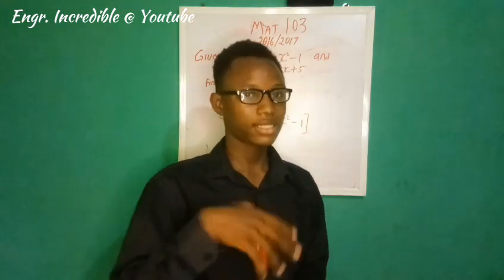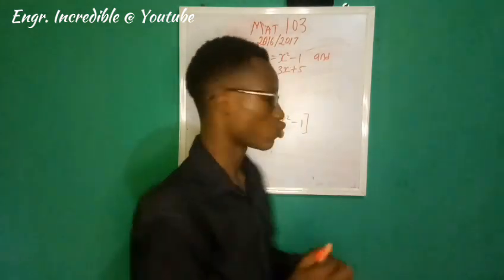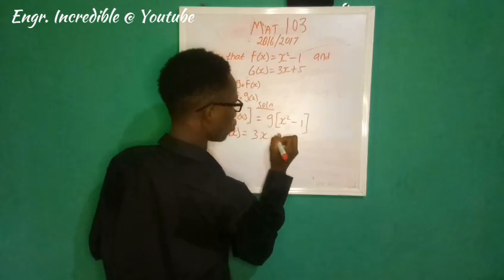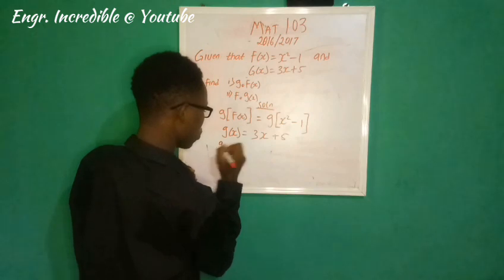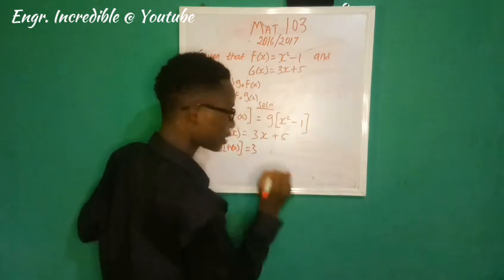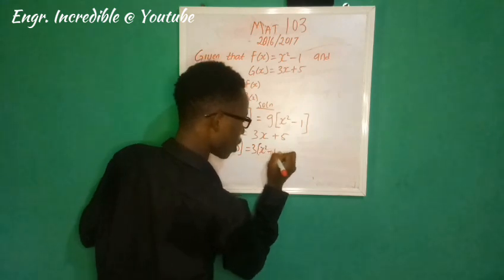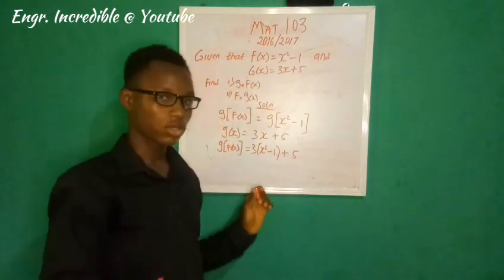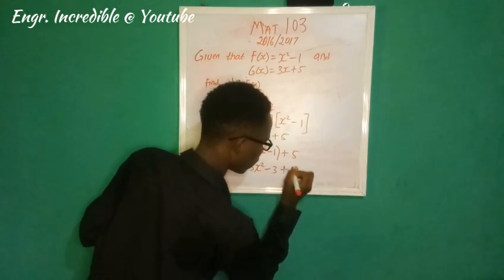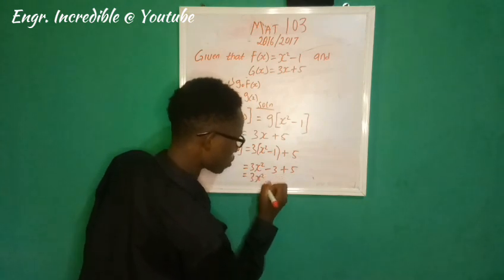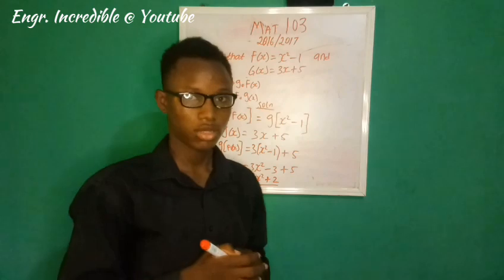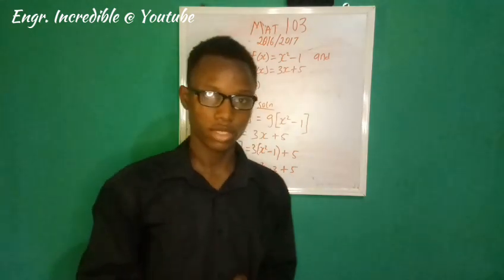That means wherever we see x in the g equation, we are going to be putting x squared minus 1, where the g of x here is equal to 3x plus 5. That means g of f of x will be equal to 3 in brackets x squared minus 1, close brackets, plus 5. So from here we simplify it, we get 3x squared minus 3 plus 5, and the final answer will be 3x squared plus 2. This is the final answer to the question of finding g of f of x.